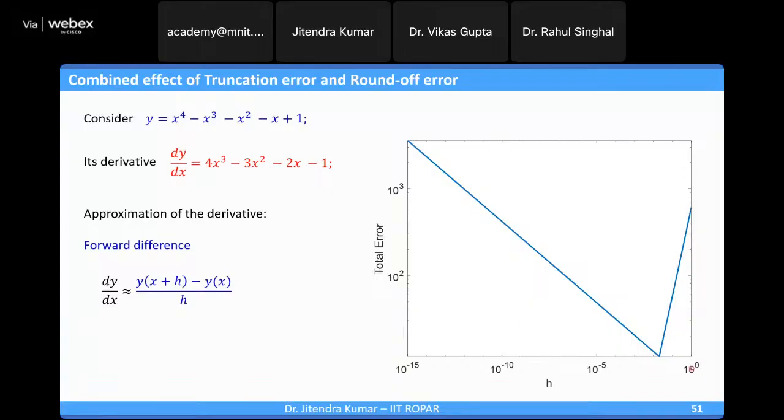So I have started with some big h here. I reduce my h and h. The total error, the difference between this and this, was reducing, but after a certain h it started increasing. And we have to find the reason for this.